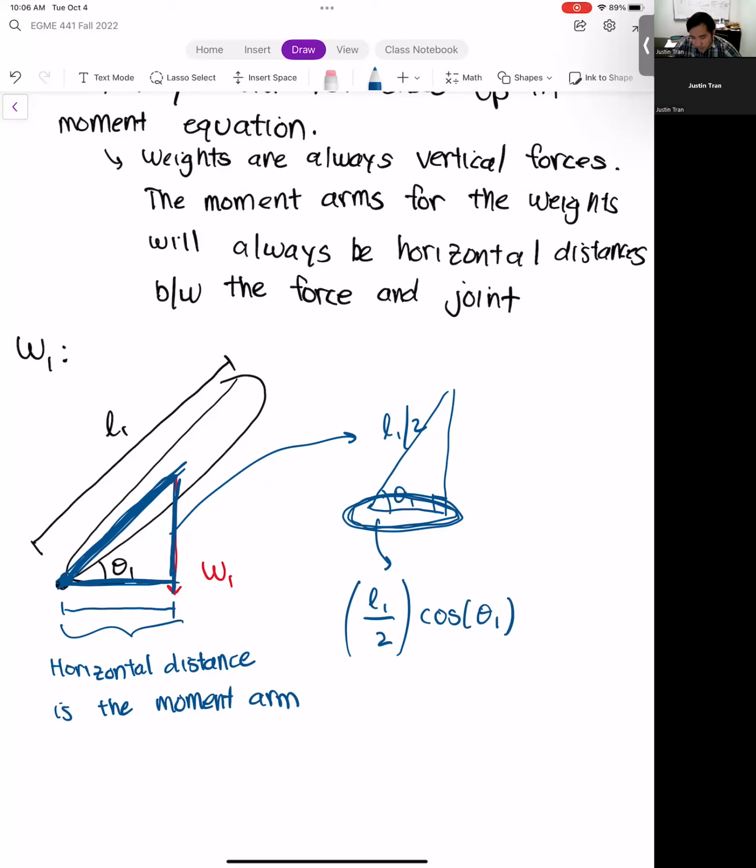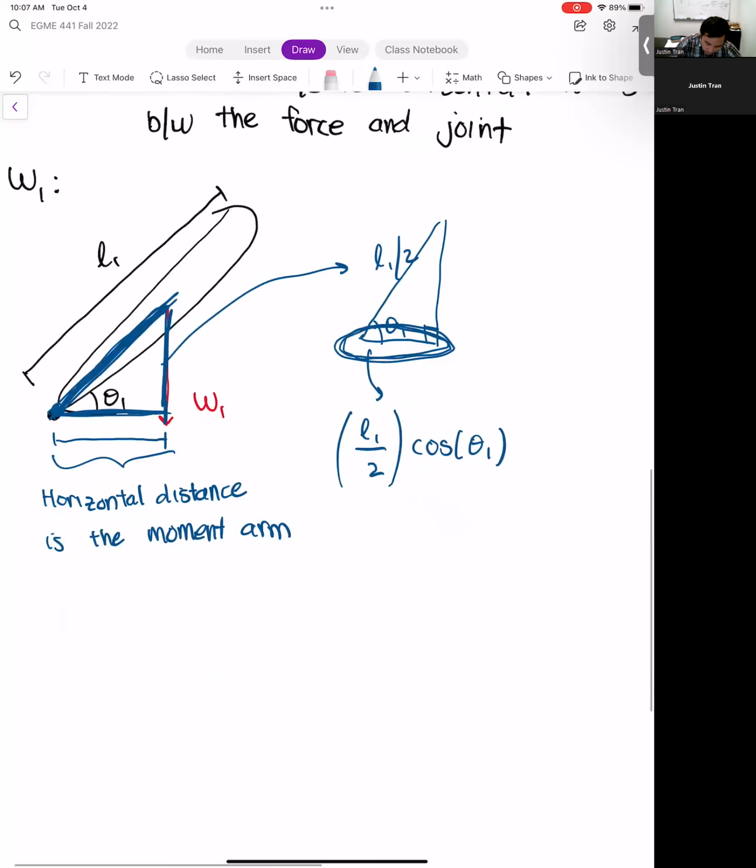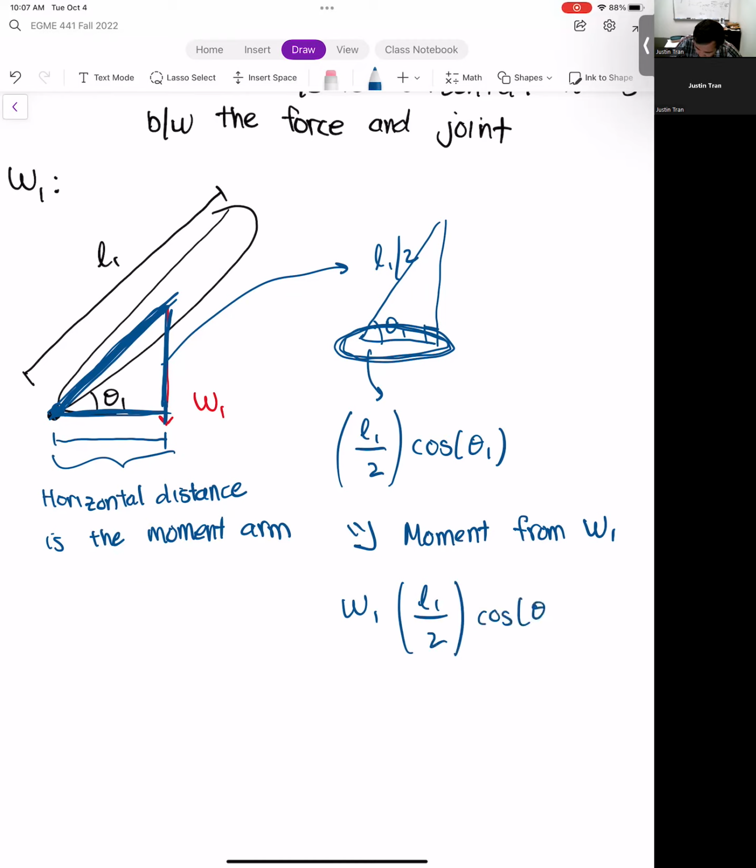And so the moment arm for W1 is going to be L1 divided by 2 multiplied by cosine, okay? And so if we combine this together, then the moment, as we showed earlier, is the magnitude of the force, which is W1, multiplied by its corresponding moment arm, which is L1 divided by 2 times cosine theta 1. And so that is the moment from W1.